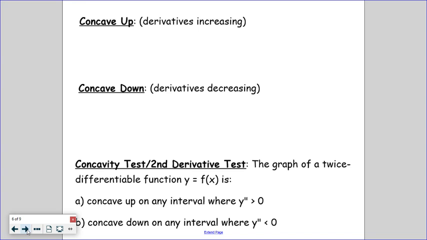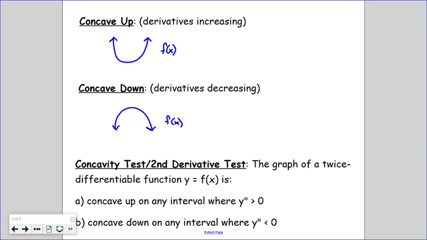So what does that look like here? Something like this would be considered concave up. And again, this is your original function. F of x is considered concave up. If I were to make my hand look like that, my palm's facing up, concave up. If my palm were facing down, the graph looks something like this. That would be called concave down. Your derivatives are decreasing on concave down. Your derivatives are increasing on concave up.